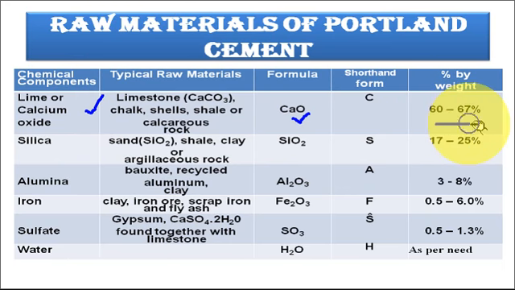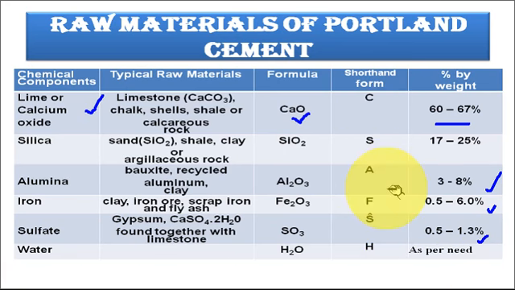Percentage is 60 to 67%. Second one is the silica, SiO2, which provides 17 to 25% of the total mass. Alumina, Al2O3, 3 to 8%. Iron content, 0.5 to 6.0%. Sulfate content, 0.5 to 1.3%, and water as per the need.